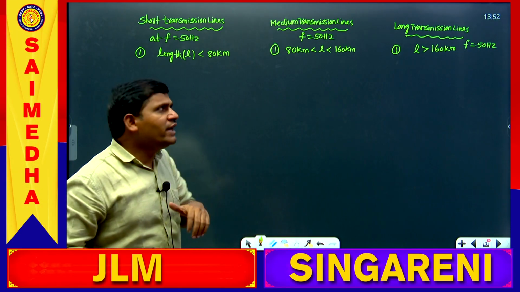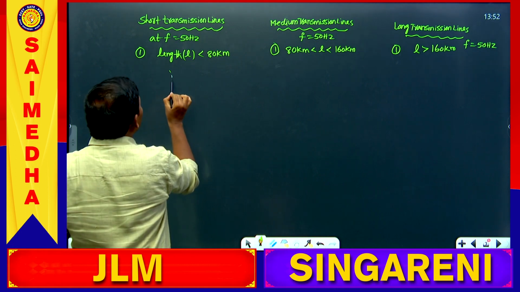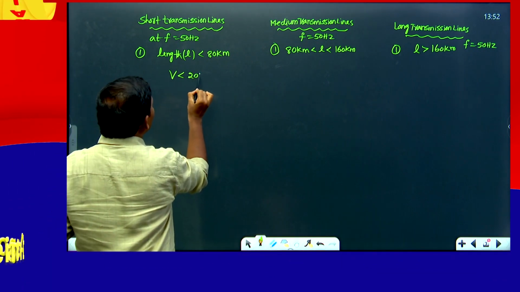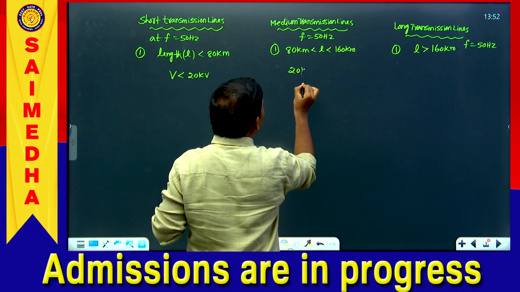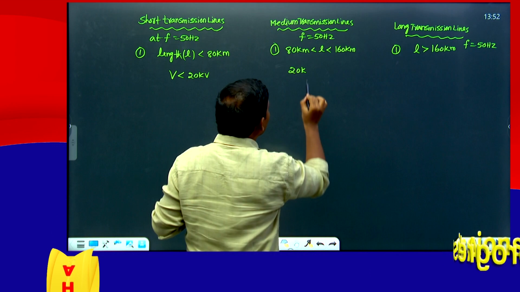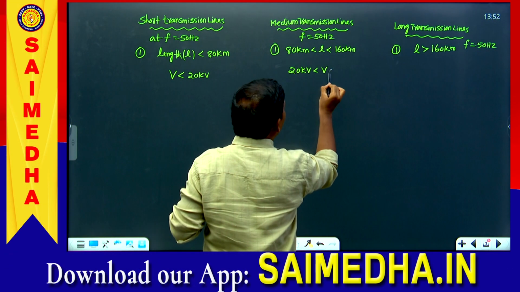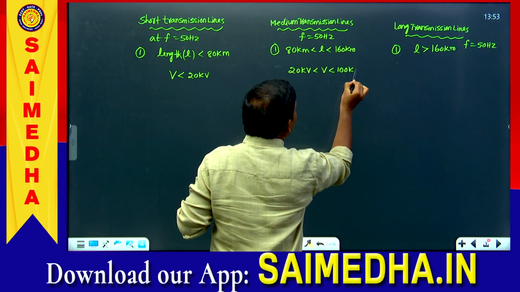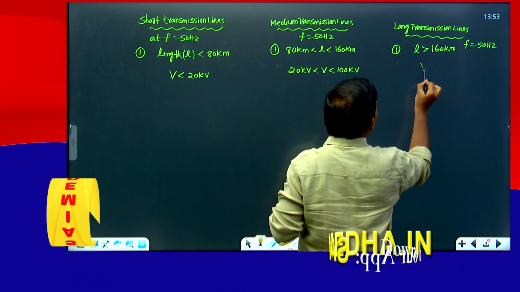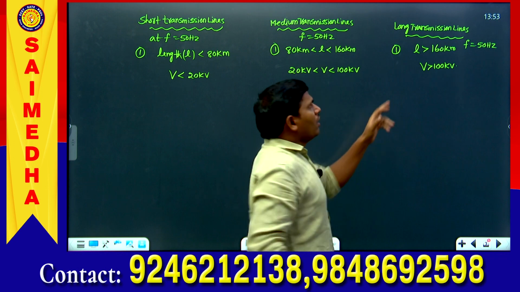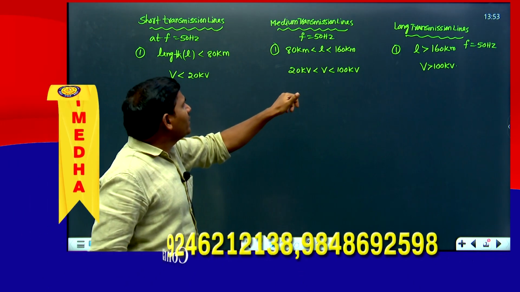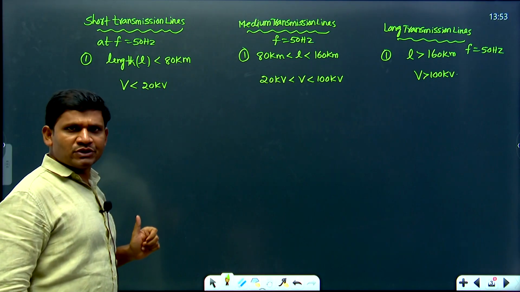Similarly, what about the voltage ratings? If the voltage rating is less than 20 kV, it is a short transmission line. If the voltage rating is 20 kV to 100 kV, it is a medium transmission line. If the voltage rating is greater than 100 kV, then it is treated as a long transmission line, students.